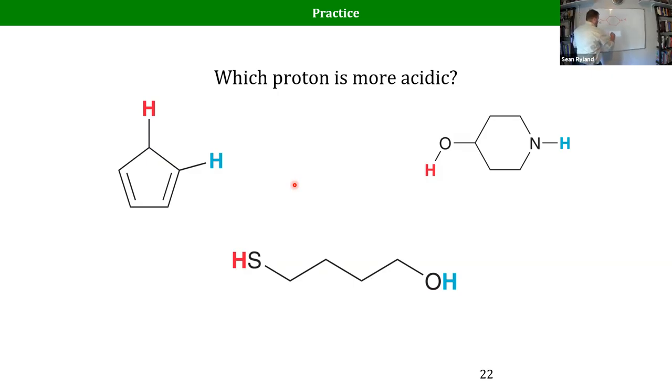Our other possibility would look like this. If you got it into a basic enough solution, if you put it with a strong enough base, in theory you could deprotonate both places and have a negative charge here and here, but you're going to deprotonate the oxygen first.